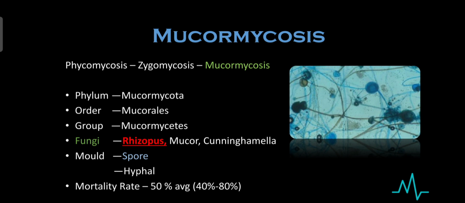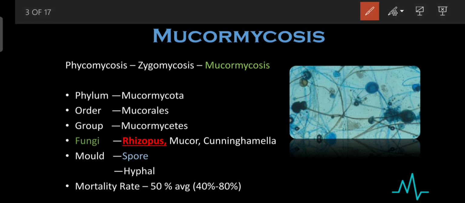This fungus is a mold, and it exists in two forms, that is the spore form and the hyphal form. The hyphal form is the delicate form. Mainly the spore form is the only form which enters our body and causes the pathology.